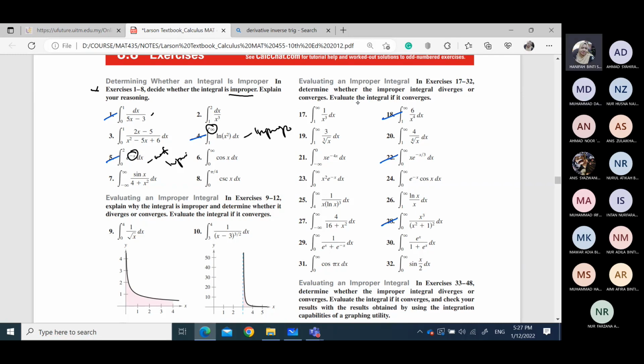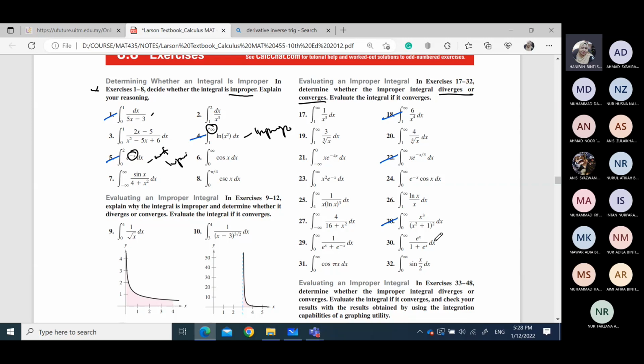Alright, so now evaluate. Okay, very good. Okay, so exercise 17 to 32, determine whether the improper integral diverges or converges. Okay, so bila dia diverge? Diverge when the limit does not exist. So kalau you dapat, come again? Betul, betul. Apa yang betul? Bila you dapat infinity, so means that the integral is divergent. So bila you dapat value, the integral is convergent.